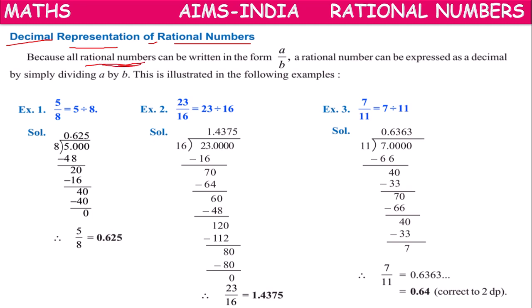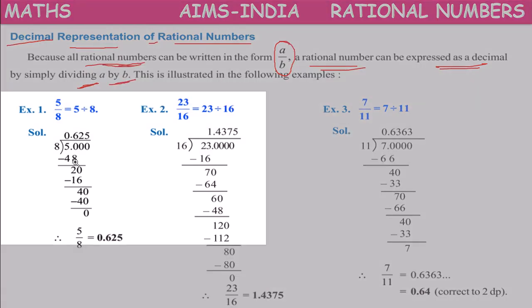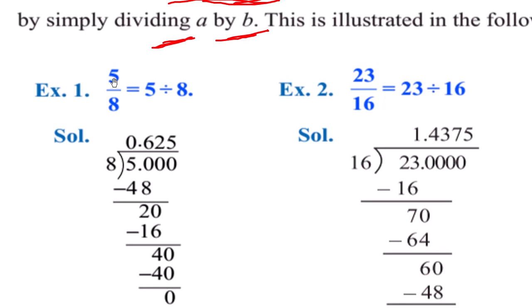All rational numbers can be written in the form of a by b, or a rational number can be expressed as a decimal by dividing a by b. If you see the below examples, here we have 5 by 8, which means we can divide 5 with 8, 5 divided by 8.